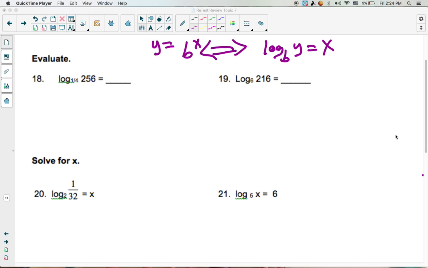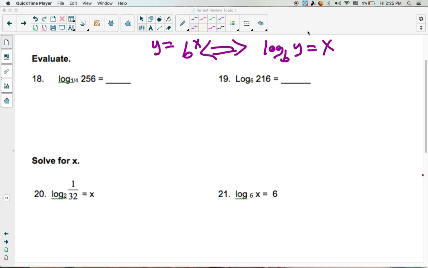Test 2 review, questions 18, 19, 20, and 21. We've got a little formula that we know or have learned that y is equal to b to the x if and only if log base b of y equals x.